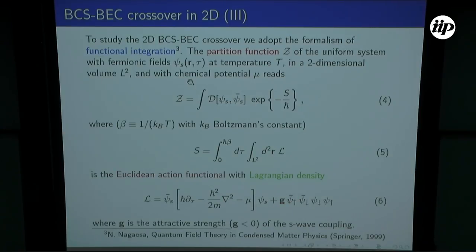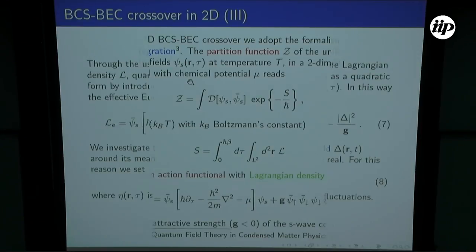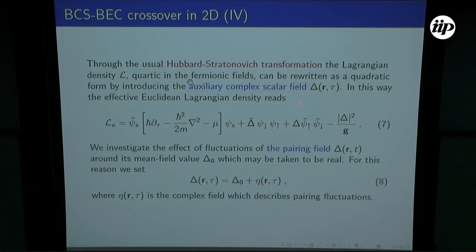Unfortunately, the problem cannot be solved analytically. And okay, maybe you can perform some brute force numerics, but maybe you can try approximate analytical approaches. One way is the following. You can introduce an auxiliary complex scalar field delta, the pairing field, and you can rewrite the partition function adding an integration, a functional integration over this complex field delta.